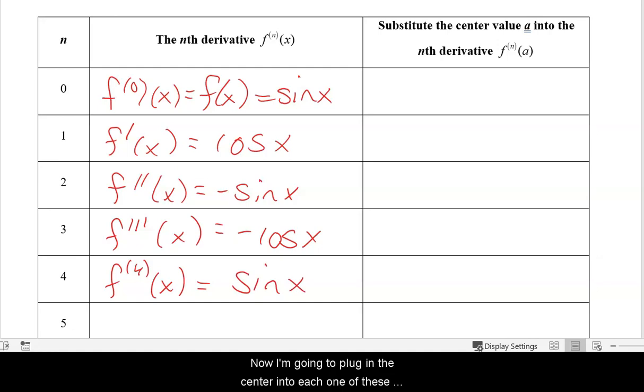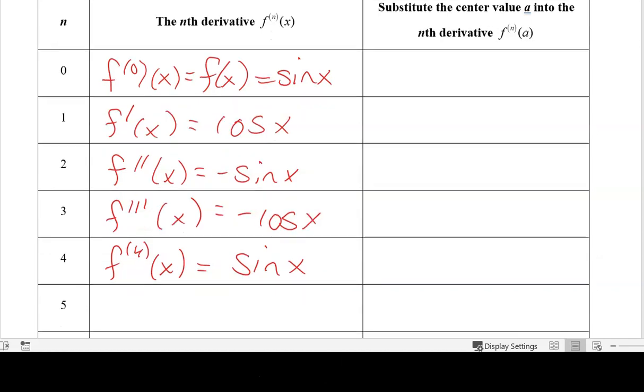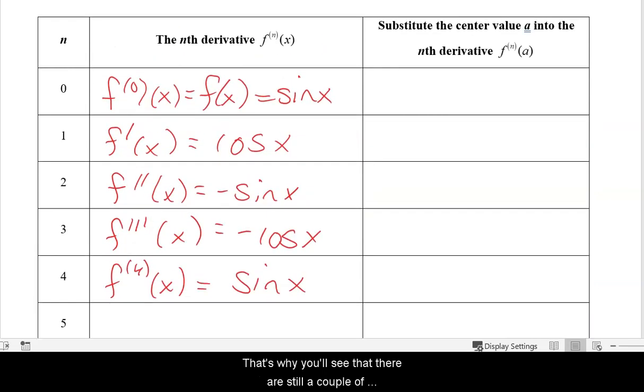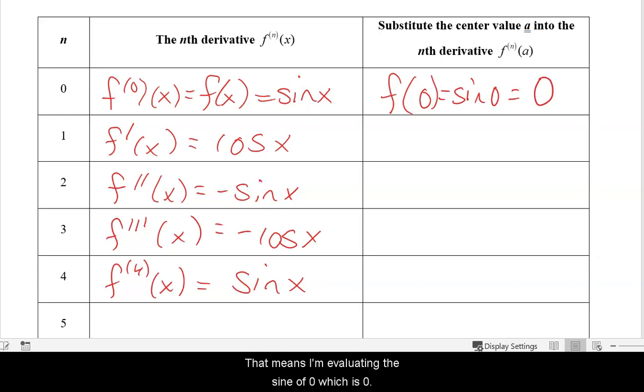Now I'm going to plug in the center into each one of these, and then I'm going to write them down to see if I have a pattern. If I can't detect the pattern, then I'll need to evaluate more derivatives until I can find it. That's why you'll see that there are still a couple of blank lines in the chart. So the next step, of course, is to evaluate it at the center. Our center is 0, since it's a Maclaurin series. That means I'm evaluating the sine of 0, which is 0.